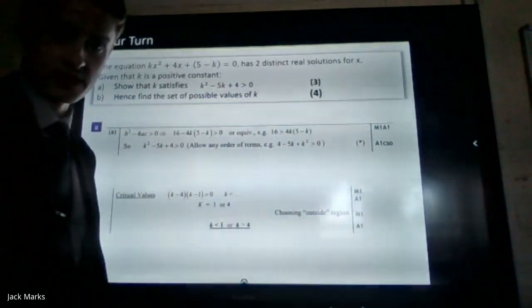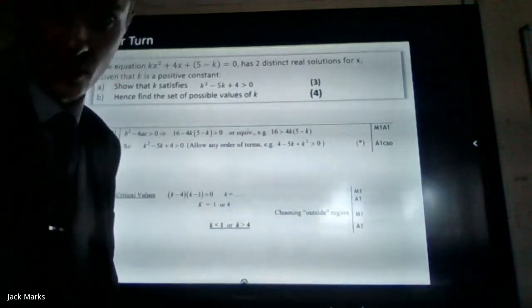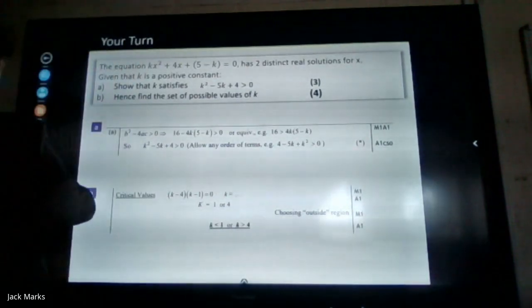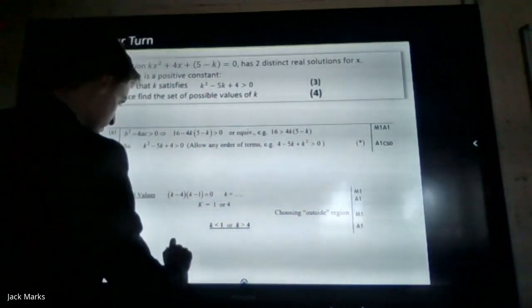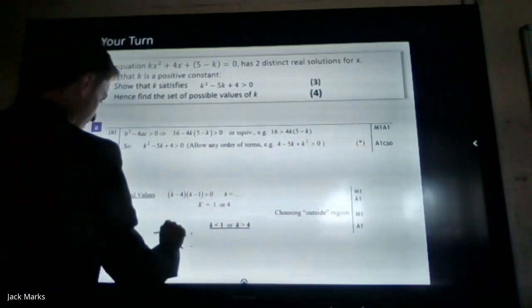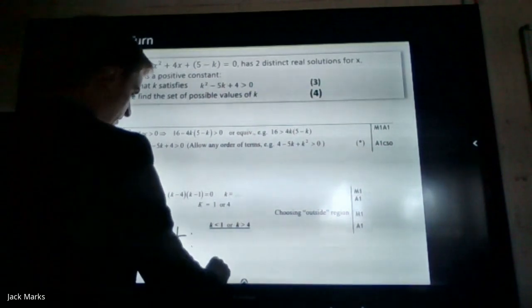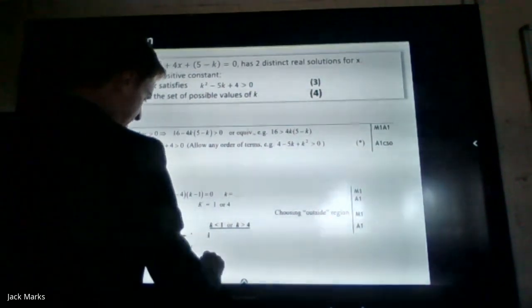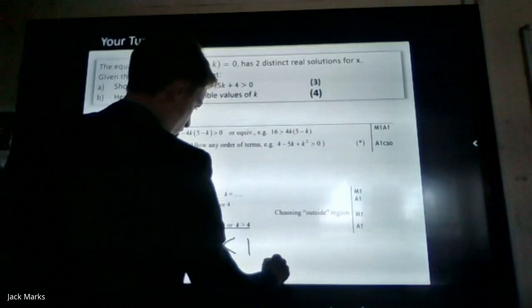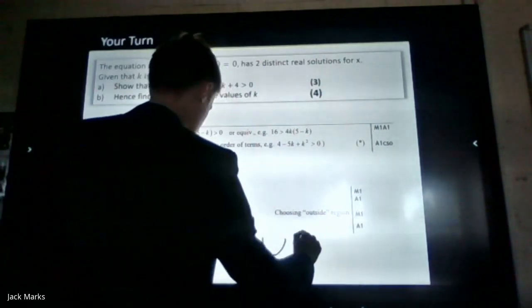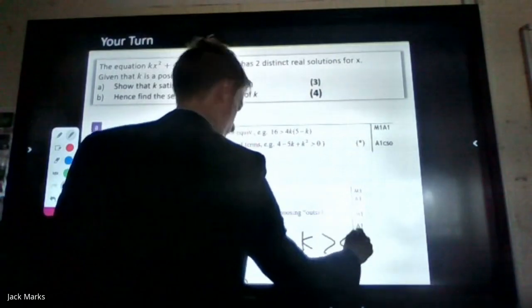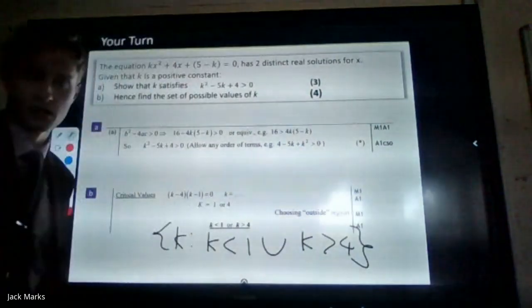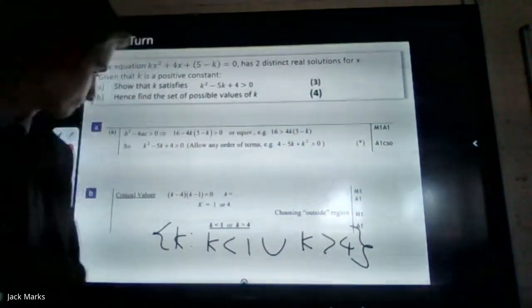Okay, so we're looking for this one here. Bonus points if you can write it with set notation. So very occasionally, the exam paper wants you to write it with set notation. So you're going to do something like this. So the rule for k is that k is less than 1, or k is greater than 4. Okay, no one can argue with you if you do something like that.